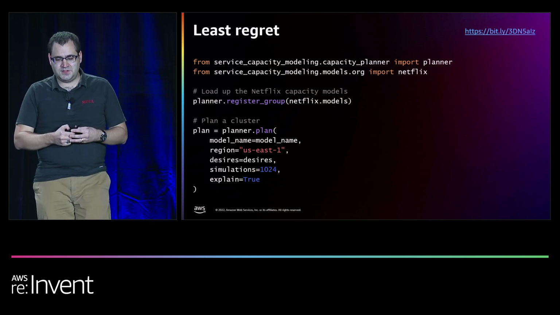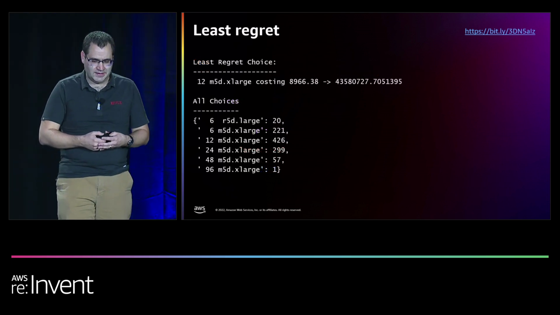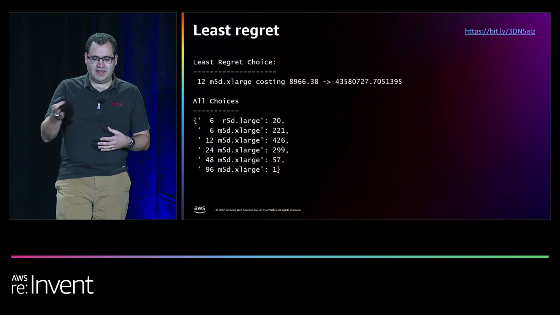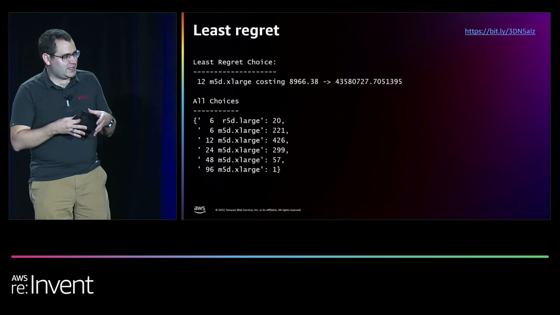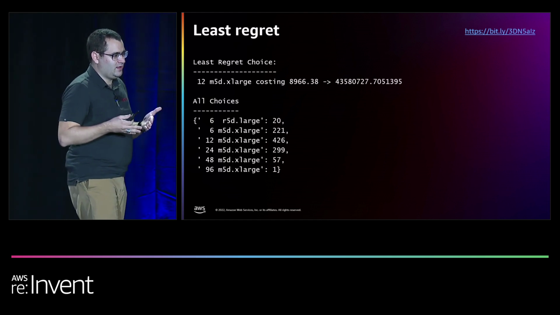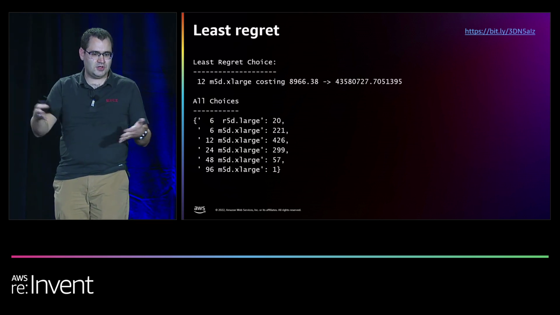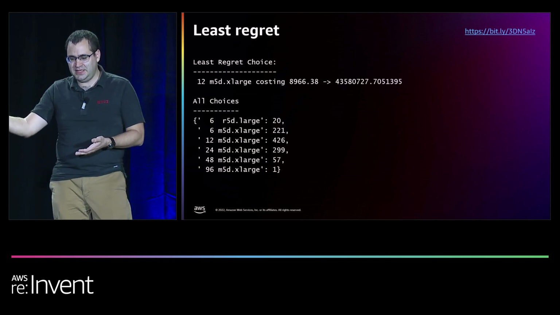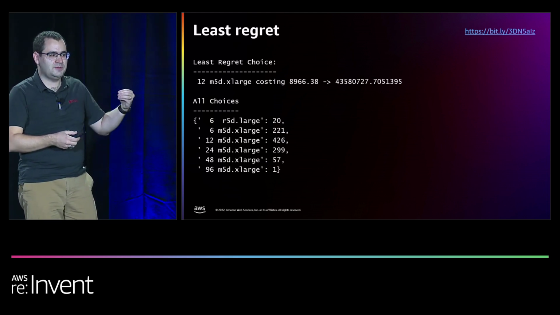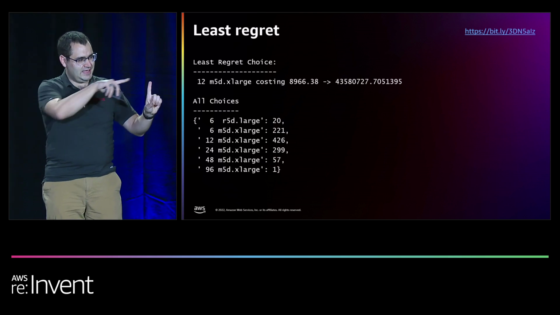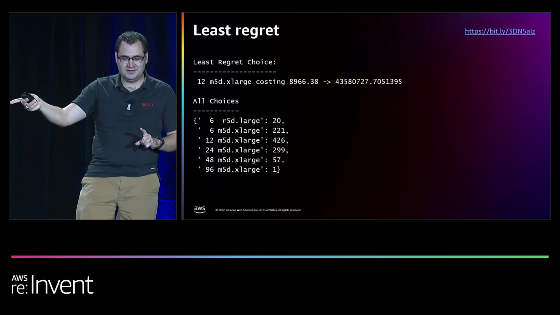We're going to run 1,024 simulations. We'd like to get an explanation of the result. We see something like this. The least regret choice for this is 12 M5D X larges costing roughly $9,000. The interesting thing about this use case is that because the state size is so small, we're essentially always buying M class. There's almost never a reason to go outside of M class because you're just buying disk you don't need. If you look at the right-hand numbers of how many times we bought that particular cluster, you can see the input beta distribution reflected in the output.